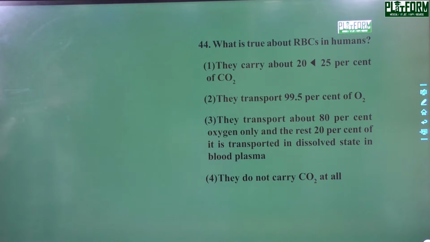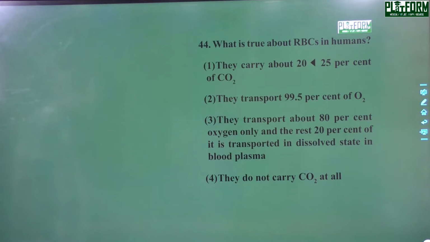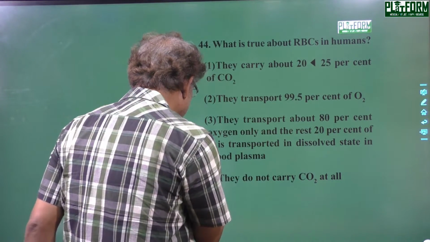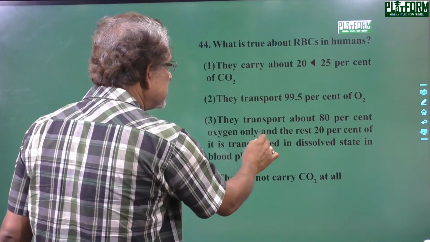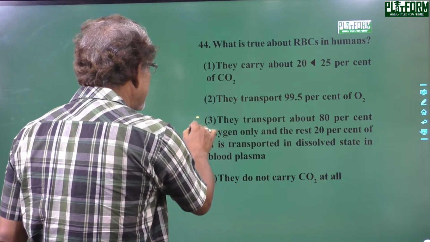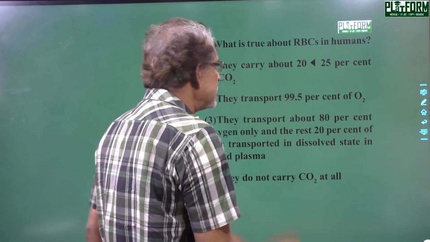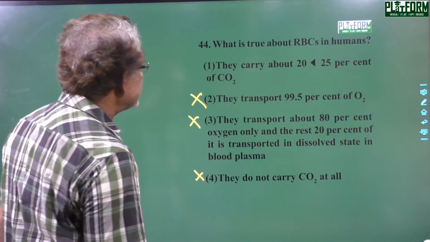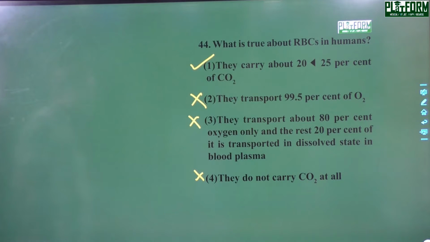Next question, what is true about RBC in human? They do not carry CO2 at all. It is wrong. They transport about 80% of oxygen only and rest 20% of it is transported in dissolved state in blood plasma. It is not true. They transport 99.5% of O2. Not true. They carry about 20 to 25% of CO2. It is true. So your correct answer is 1.